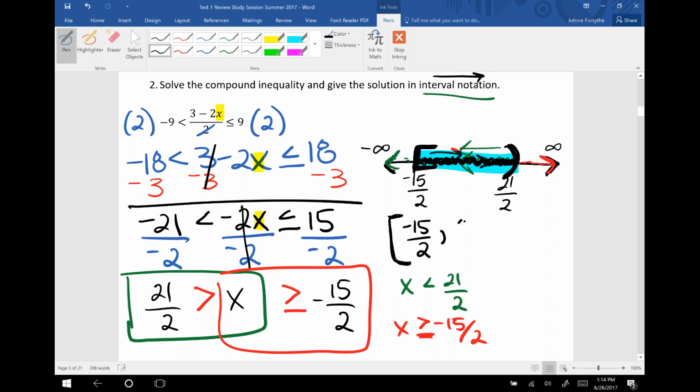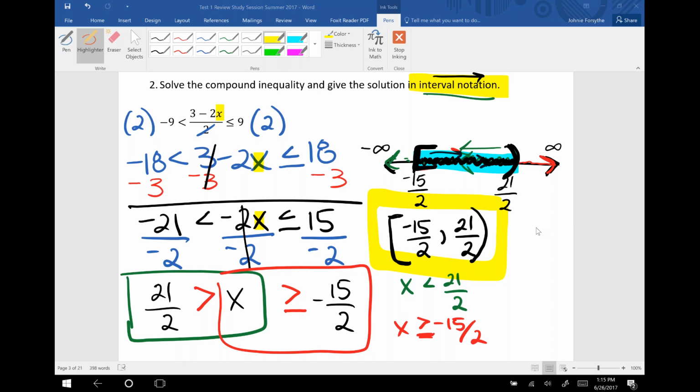So we're going to use a comma and say this interval represents all the numbers from this one to this one. And then the end of our interval is going to have parentheses because we are not including 21 over 2. So your solution in interval notation is going to look like this: bracket -15 over 2, comma, 21 over 2, parentheses. You didn't have to graph it, but to me, graphing it makes writing the interval so much easier.